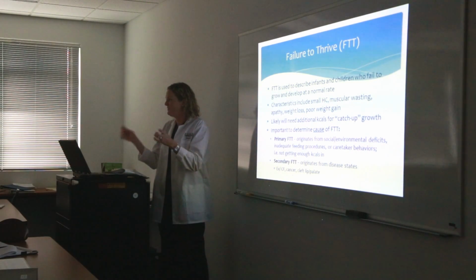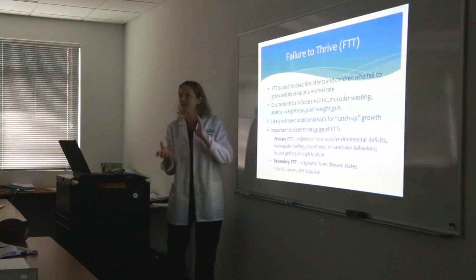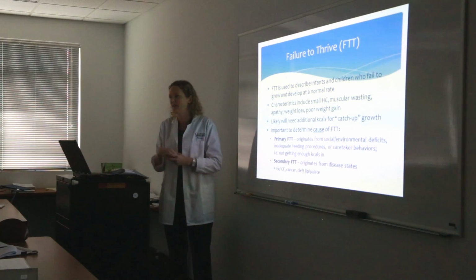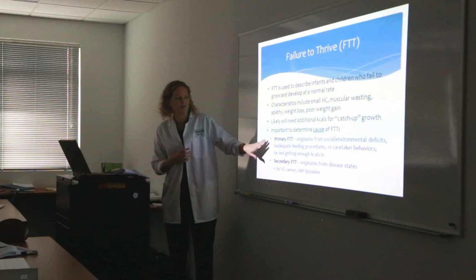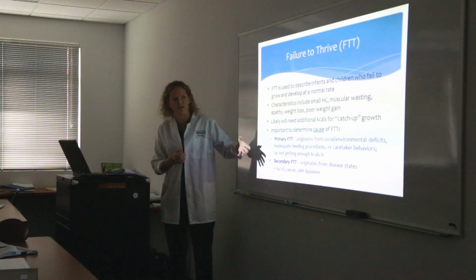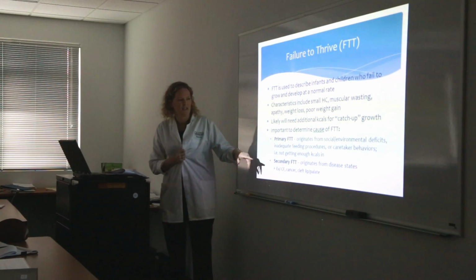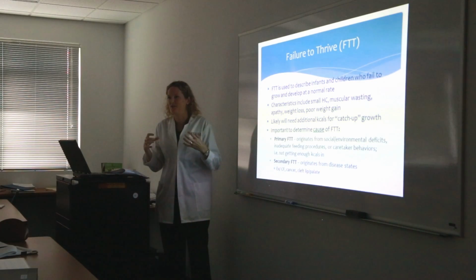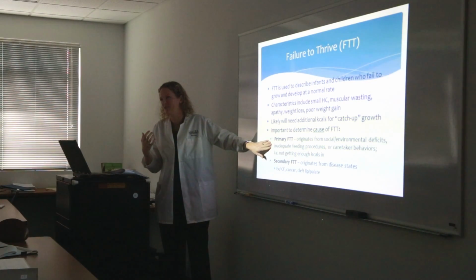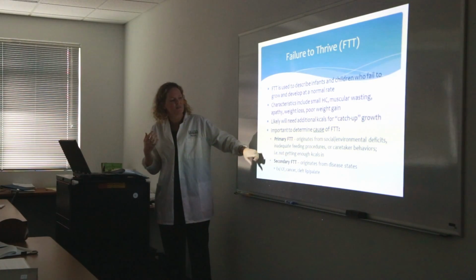We can teach them how to fix the formula properly. We can tell them they need more formula. We can get them to eat more foods. So those are originating from social and environmental factors. They're basically just not getting enough calories. And abuse, neglect type situations could fall into that category.